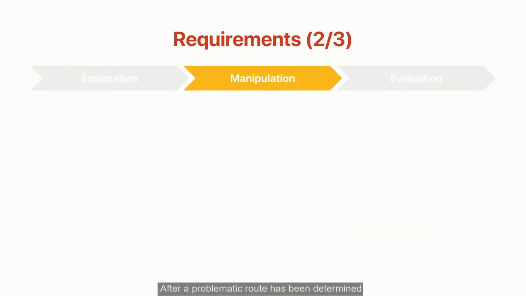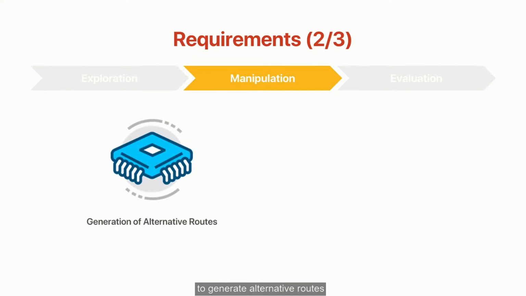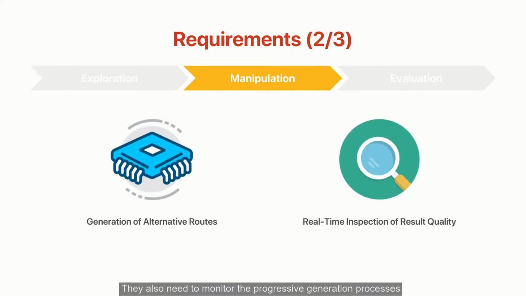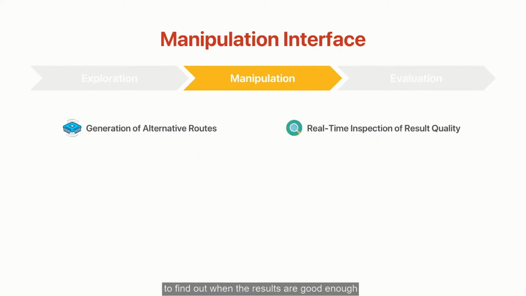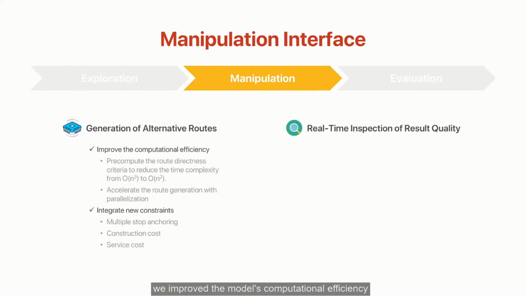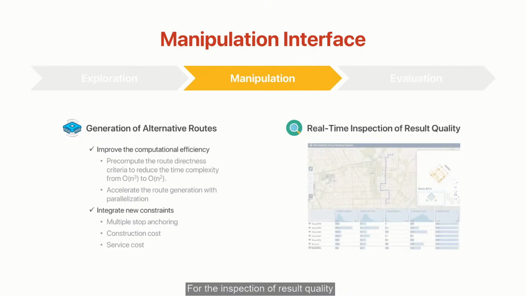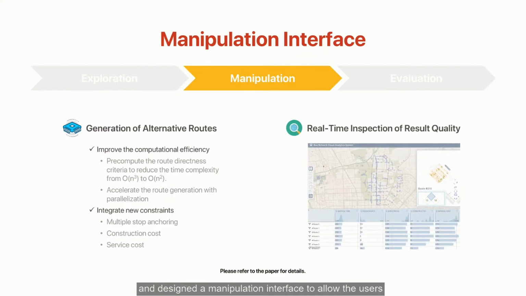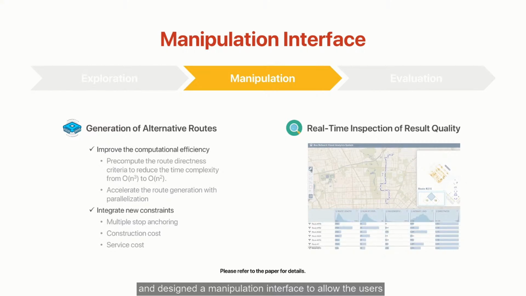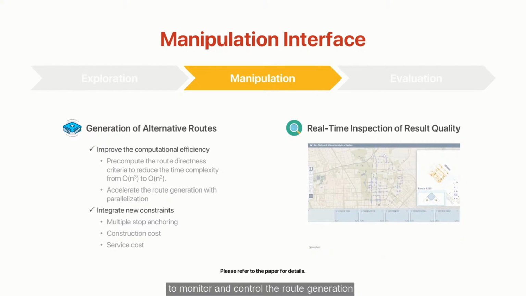After a problematic route has been determined, the experts move on to the manipulation stage to generate alternative routes. They also need to monitor the progressive generation processes to find out when the results are good enough. For the generation of alternative routes, we improve the model's computational efficiency and extend it with new constraints. For the inspection of the result quantity, we enhance the model's interactivity and design a manipulation interface to allow the users to monitor and control the route generation.